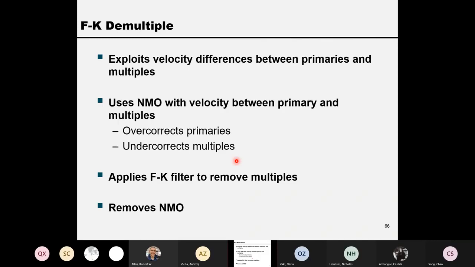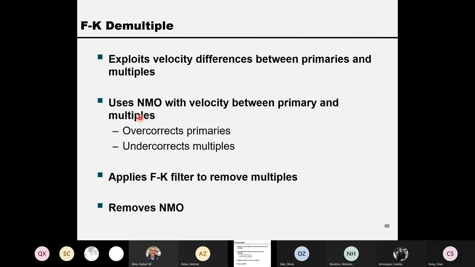They're both in the negative K and the positive K. So you separate them into positive K and negative K, right? And then you apply the FK filter. You try to get it for either positive K or negative K, and keep the other part.